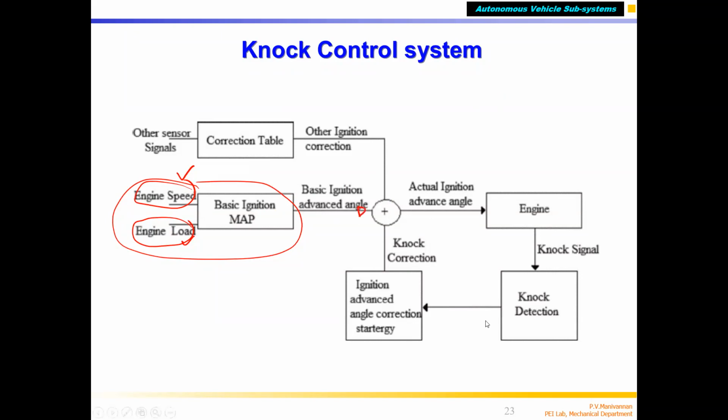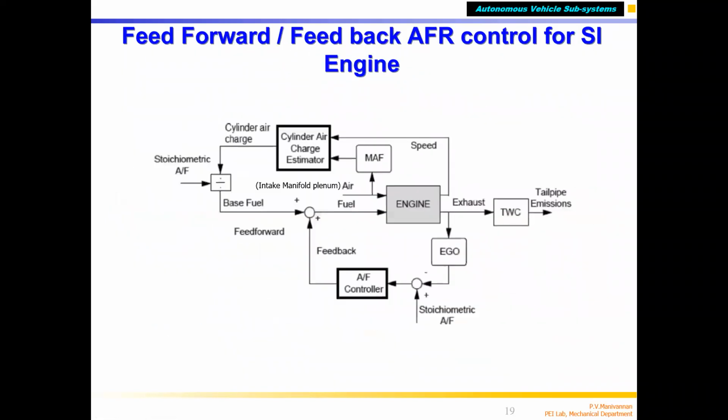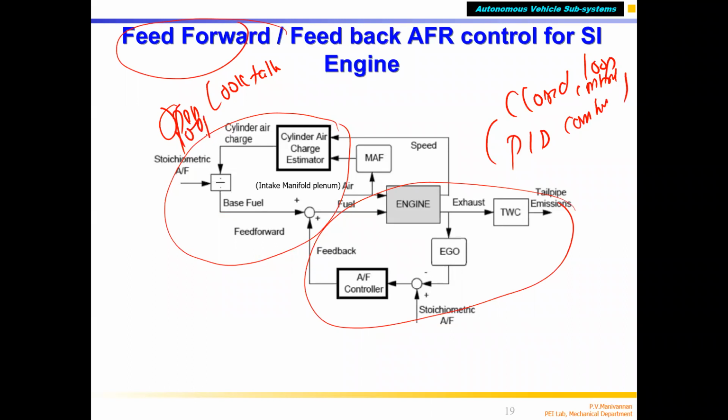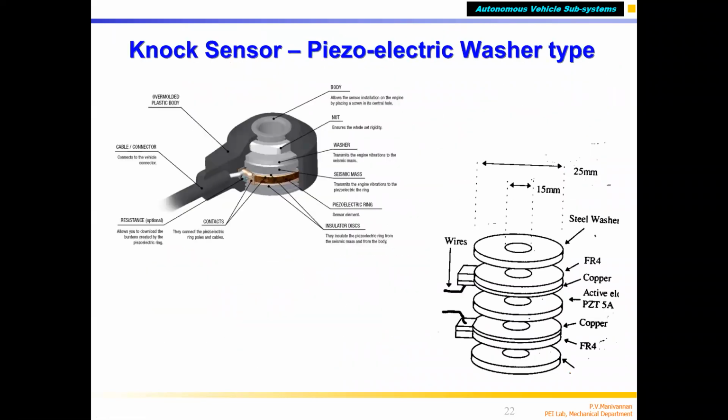Then we want closed loop control, again just like fuel injection duration, correct? We saw in the previous slide the closed loop air control. This is the base fuel pulse width using a feed forward lookup table. The second one is closed loop air control, using PID control or some other control. This is closed loop control, can be PID. This is open loop, lookup table based. So you get the final control. The same thing is done in knock control also.